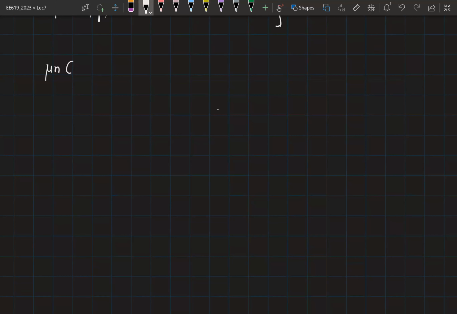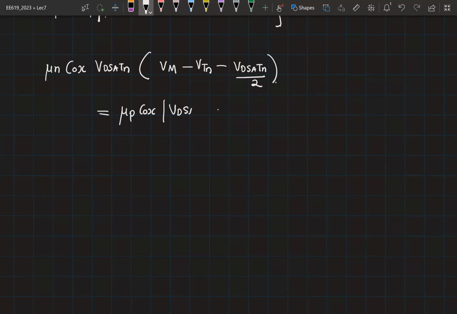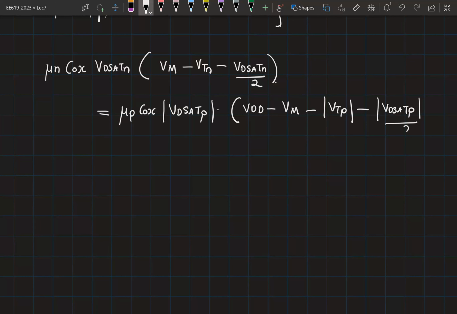The current through the NMOS is mu n COX, VD sat n, into VSD minus VTN, minus VD sat n by 2. This will be equal to mu p COX, mod VD sat P, into VDD minus VM. So this is VSG, minus mod VTP, minus VD sat P by 2.